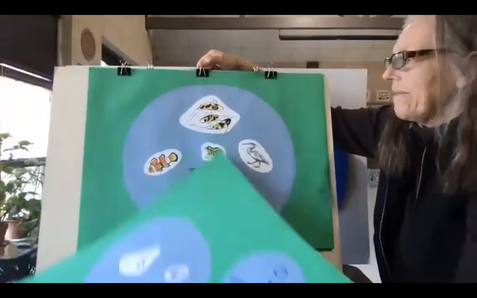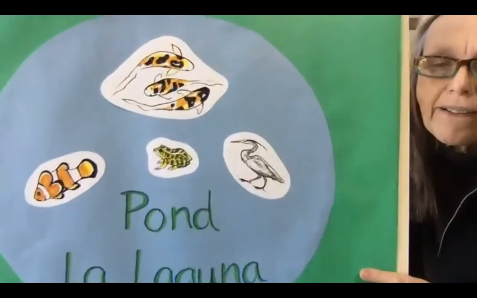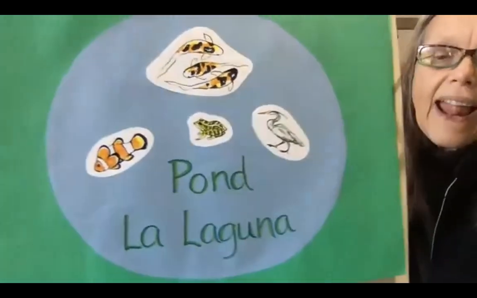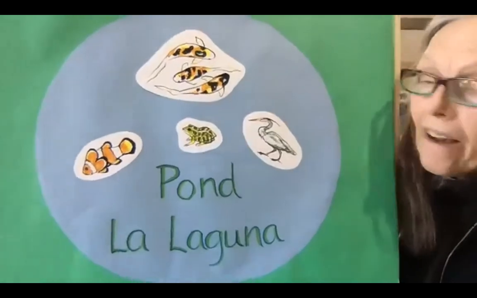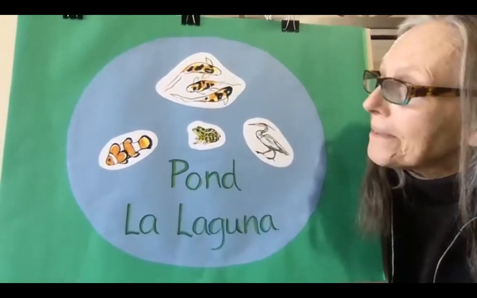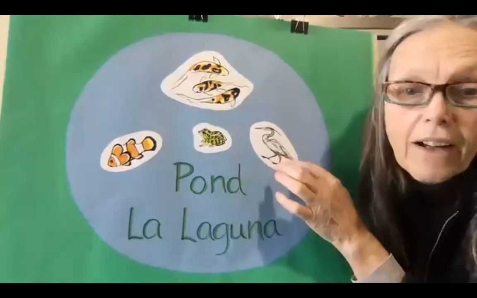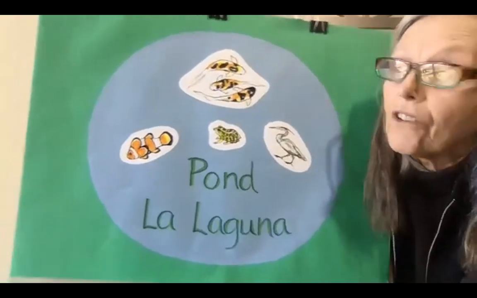So with more rain, we would get more water, we get a pond, una laguna. And in a pond, you might have froggies, you might have some goldfish. If you have a pond at school, you might have koi in it, or any kind of little fish, and a big bird that might come to hunt those fish.